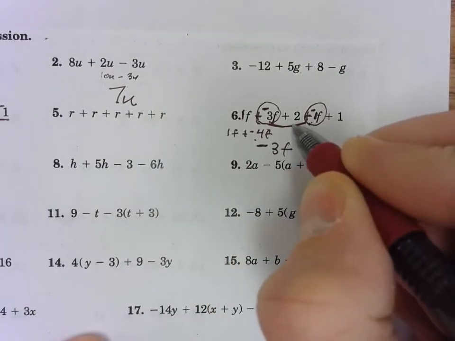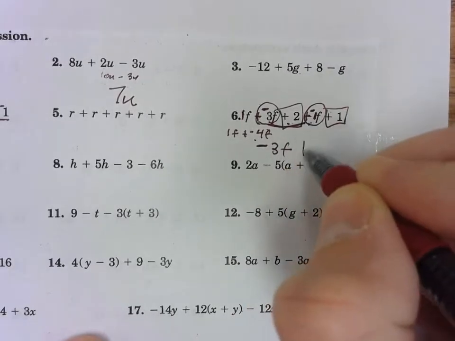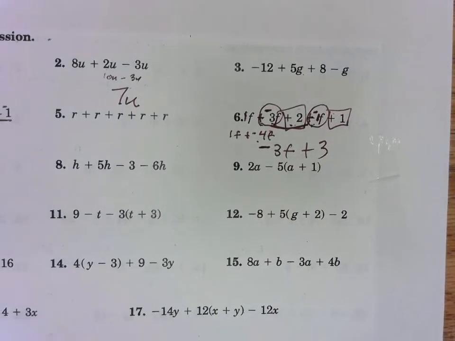And then my constants I've got left, of course, are these. I got 2 plus 1, and 2 plus 1, of course, is 3, so that would be negative 3f plus 3.